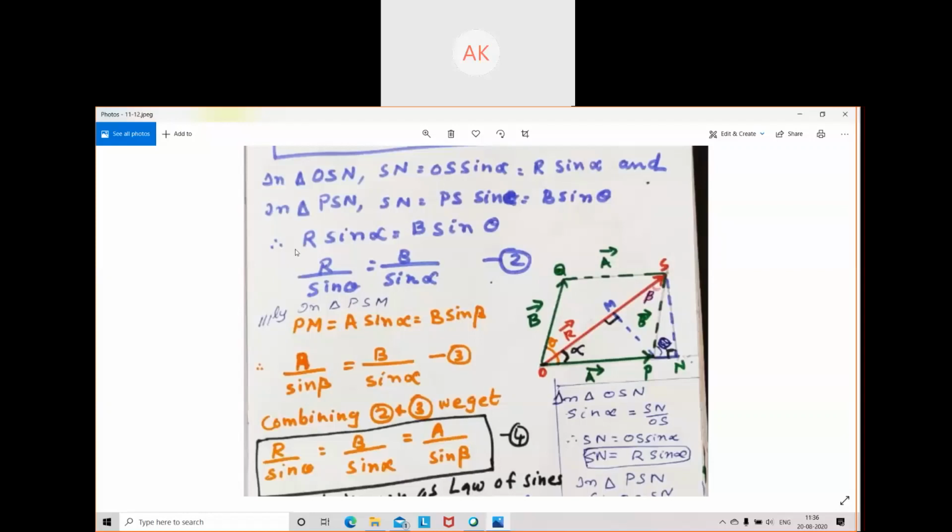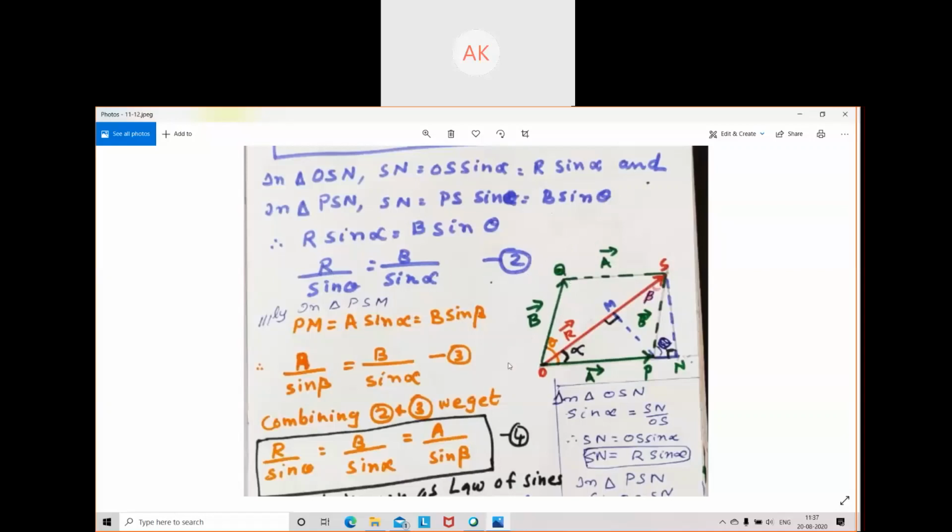So therefore R sin alpha equals B sin theta. Why? Both are SN. SN equals R sin alpha, and SN equals B sin theta, so we can equate them. R sin alpha equals B sin theta. Therefore, R by sin theta equals B by sin alpha, cross multiplying. One equation we got to find the direction.